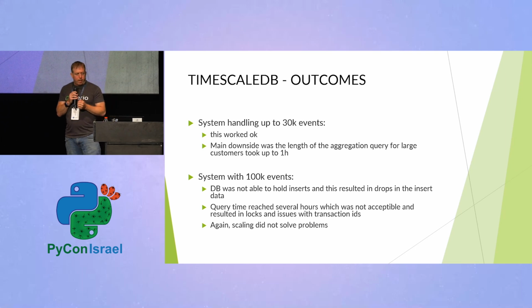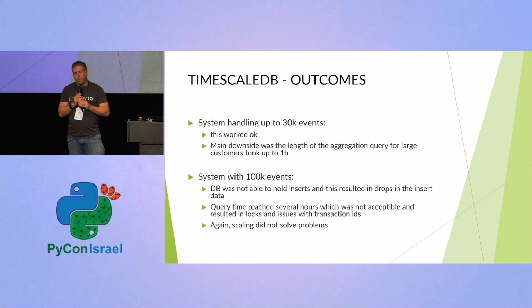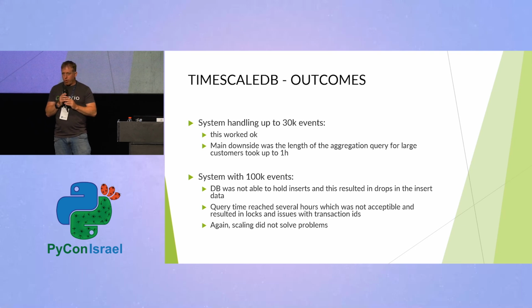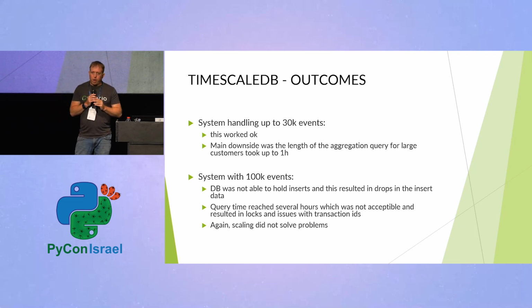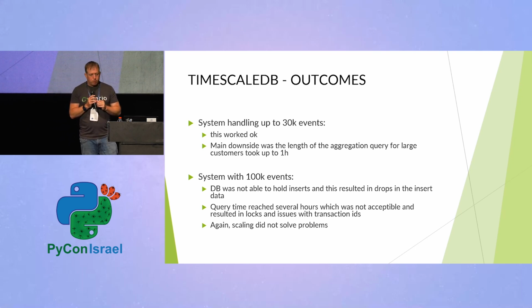So where did this take us? When the system was up to 30,000 events, this worked okay. Inserts went in correctly, and we were able to query the database with good enough performance. But when the system grew and more customers joined, it started to shake. When we reached 100,000 events per second, inserts started dropping, and the query for aggregating the data took several hours, and we were not able to use this as a solution. So we had to move on.